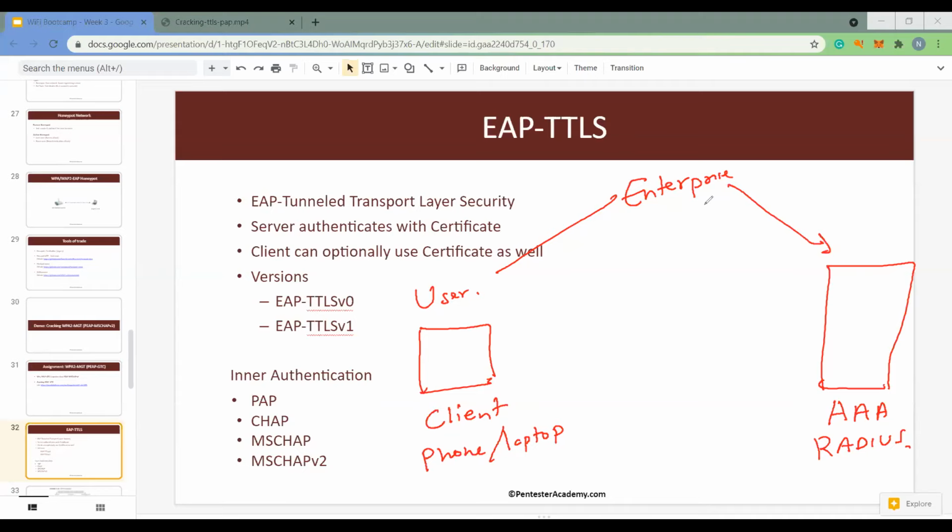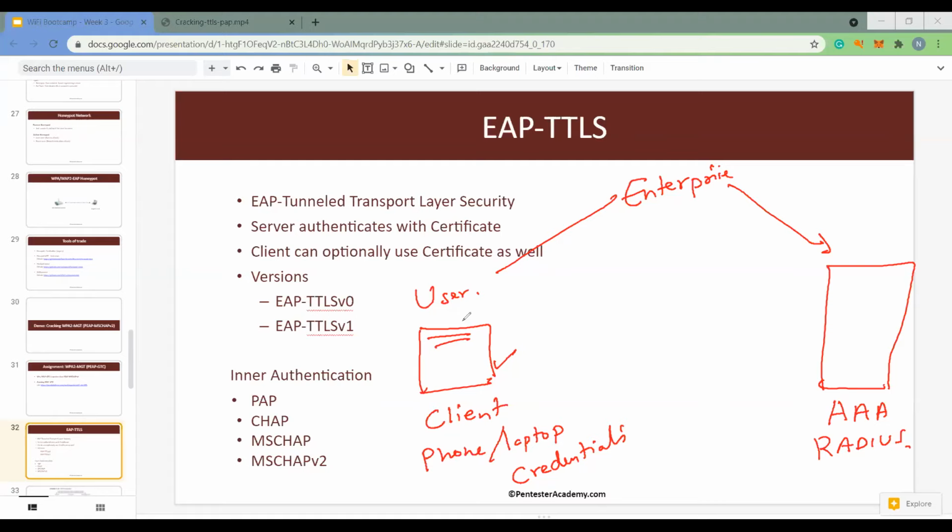This server and the network belong to this enterprise, and this guy wants to connect his device to this network. So the way they validate is, now here are two things to validate. First, the enterprise wants to validate that this user is the legitimate user, and for this purpose credentials are used, right? Now that's the first thing.